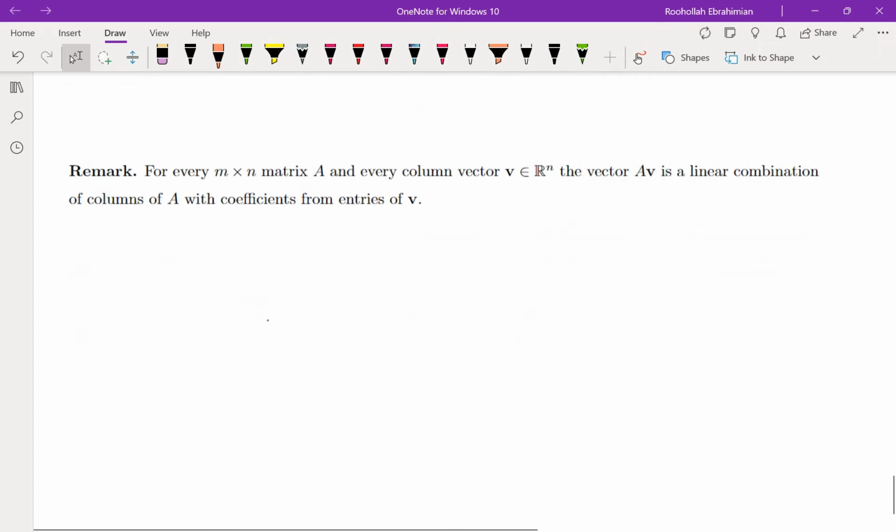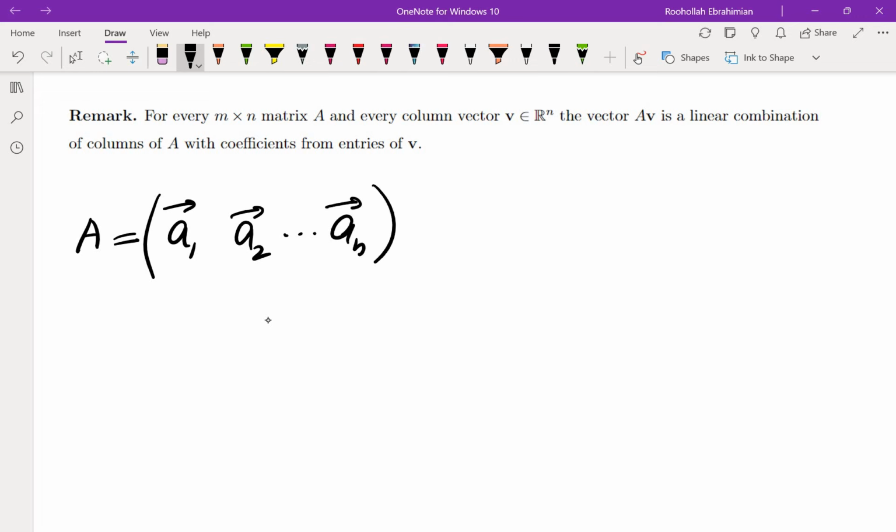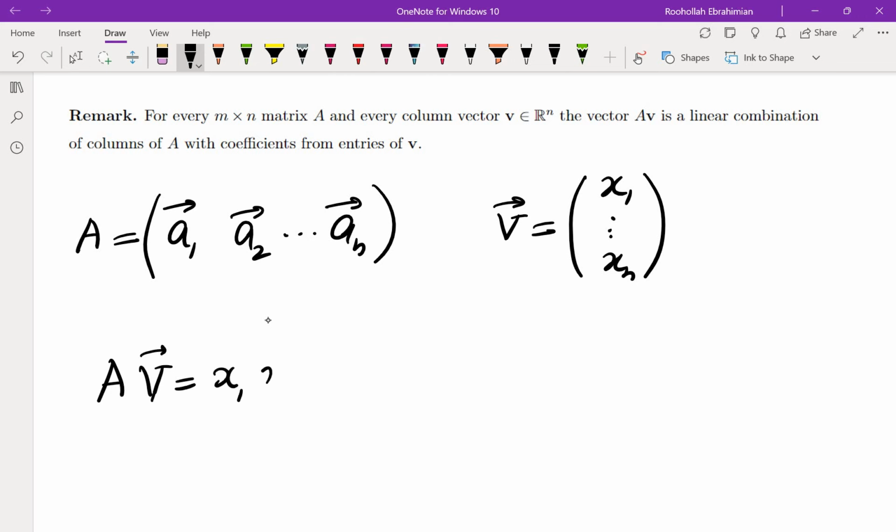So that actually is indicated in this remark. For every m by n matrix A, so let me write it down. If A is m by n, so let's say A1, A2, all the way to An, these are the columns of A. And v is a column vector in Rn. When you multiply A by v, you will get x1 A1 plus x2 A2 all the way to xn An. So there are really two ways of thinking about matrix multiplication. Either linear combinations of columns of A or a bunch of dot products. These are two different ways, and each one of them is useful in a different situation. But of course, both of them are the same.